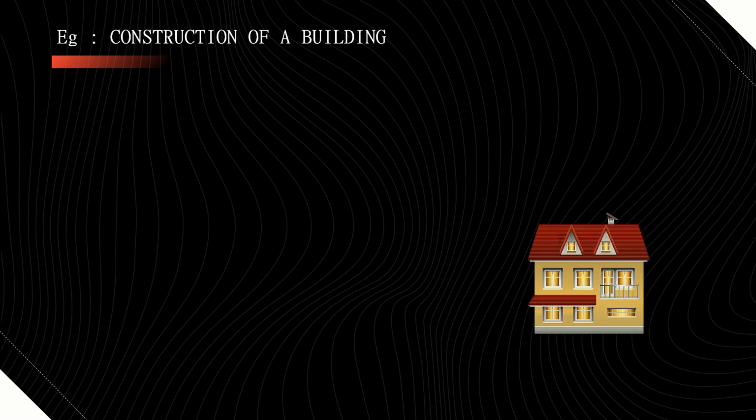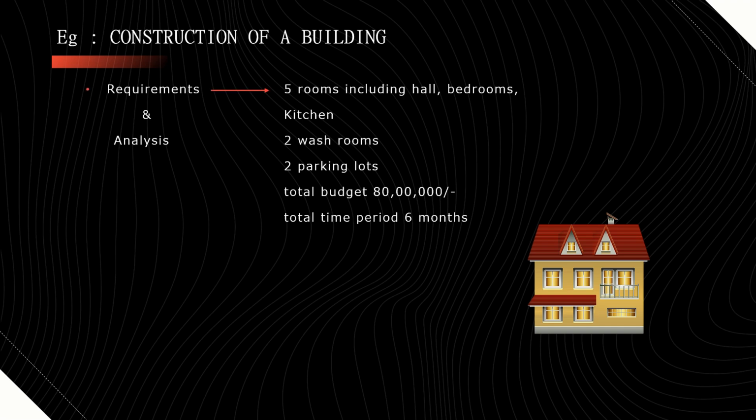Suppose I want to construct a building. For this, first I have to know what are my requirements for the construction. Suppose my requirements are 5 rooms including hall, bedrooms, kitchen, 2 washrooms, 2 parking lots. My total budget is 80 lakhs and the total time period is 6 months.